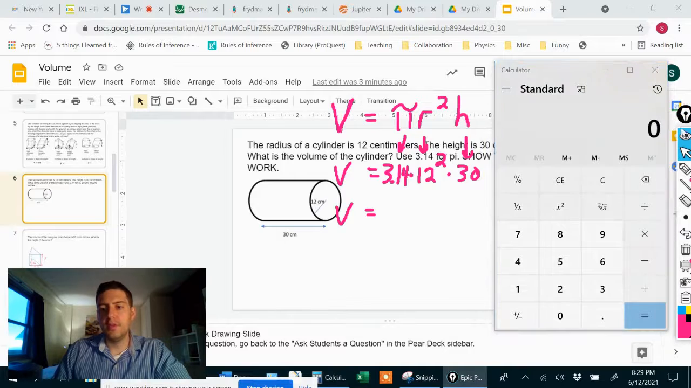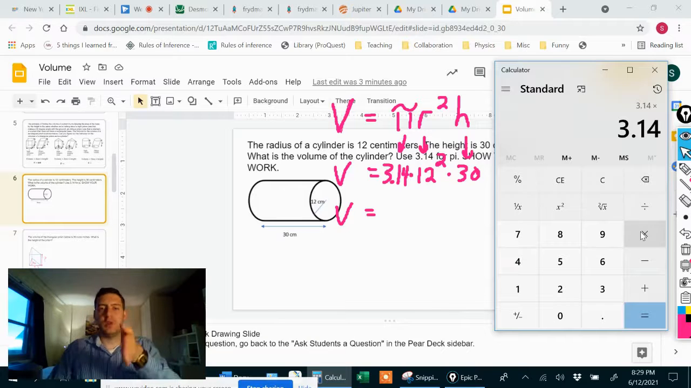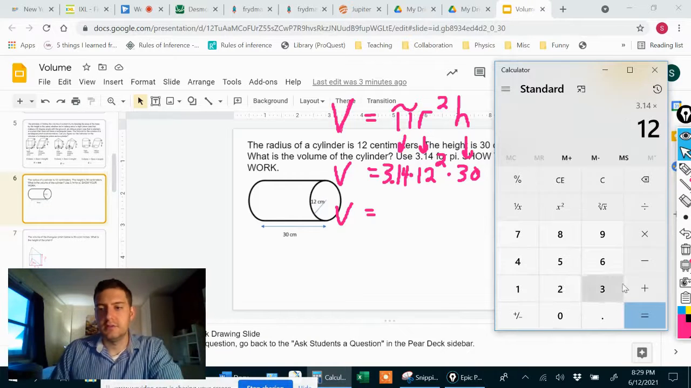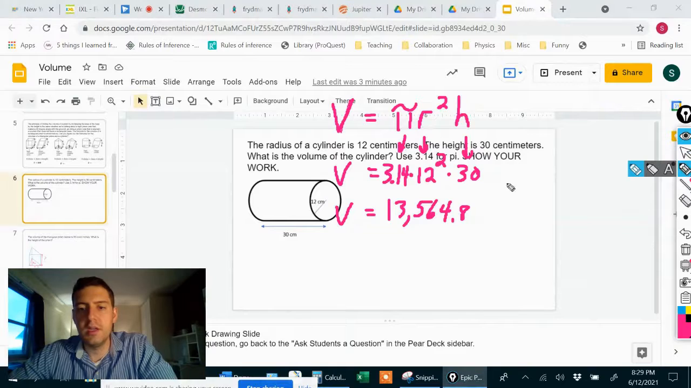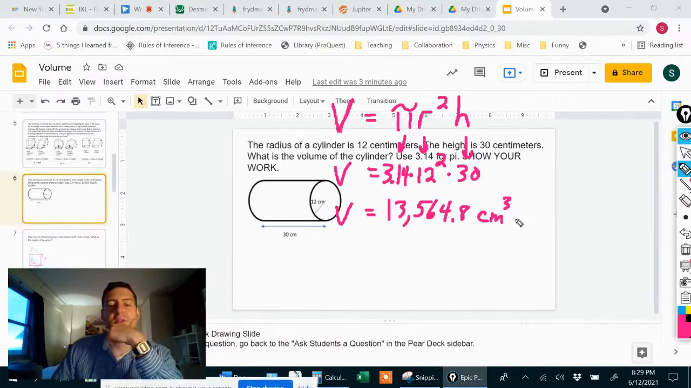So we want to do 3.14 times 12 squared, which means times 12 times 12, times 30. And that would be our answer, 13,564.8. And the units here would be cubic centimeters. So we're going to write cm for centimeters and then put an exponent of 3 there. Okay, volume is always in cubic units.